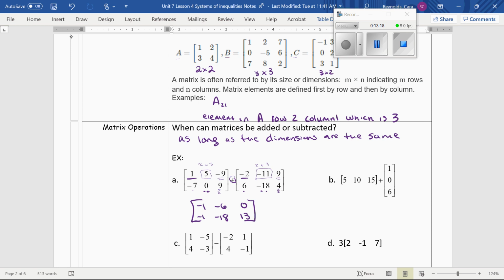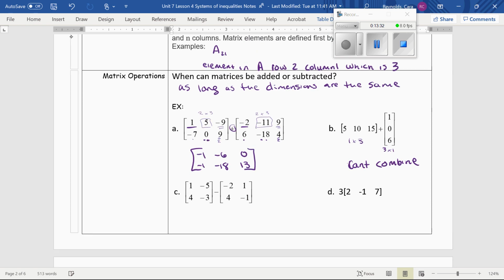This one is a 1 by 3, and this one is a 3 by 1. So these ones do not add. If you're doing scalar multiplication, we can also distribute that through. So this would be 6, -3, and 21 as your answer. With subtraction, just watch your signs.